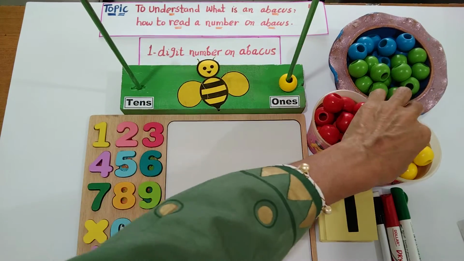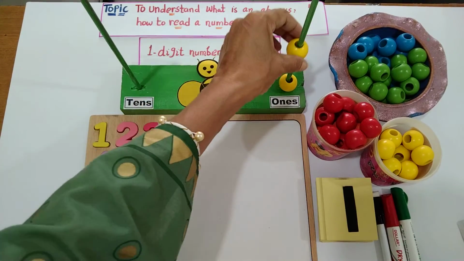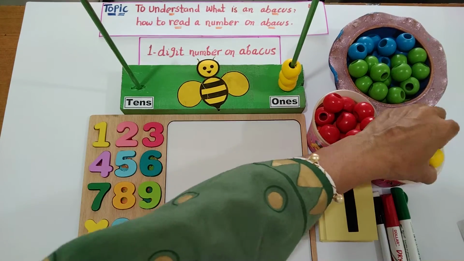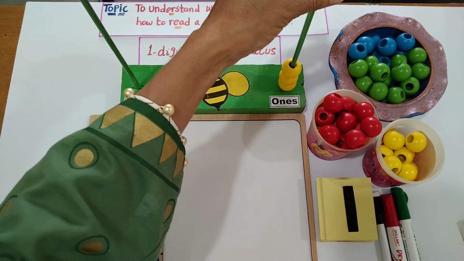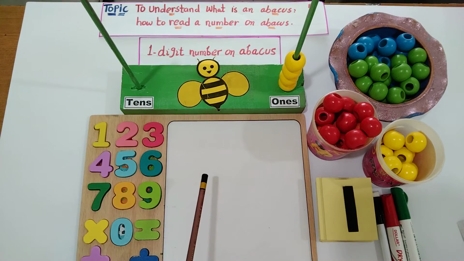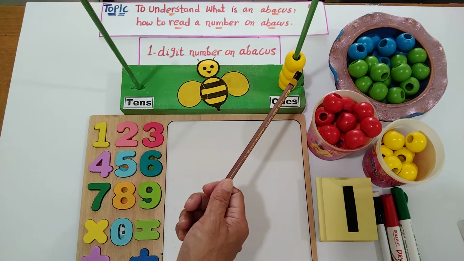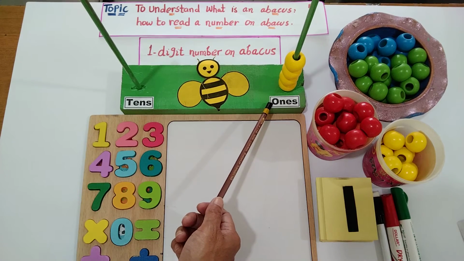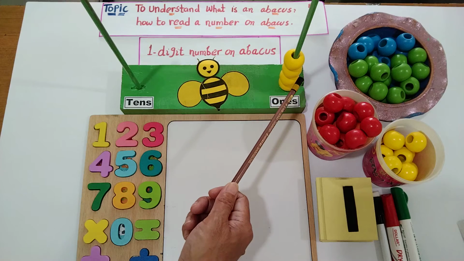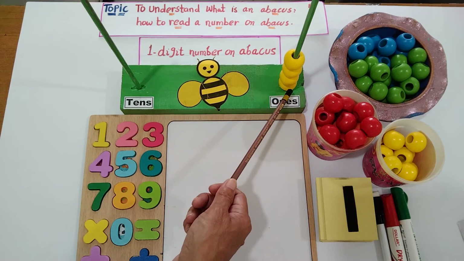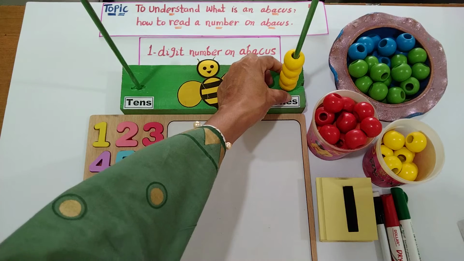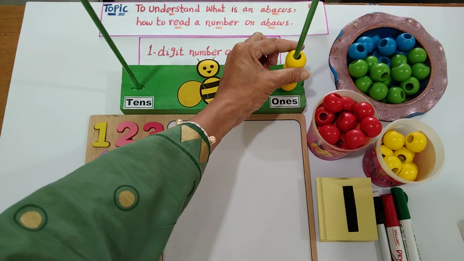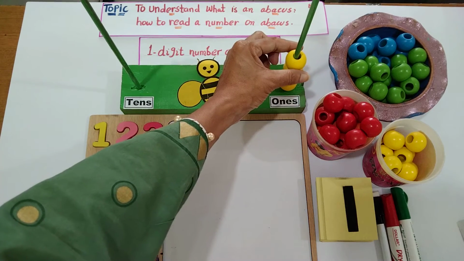So let's start with yellow. 1, 2, 3 and 4. So now can you tell me how many beads on one's place? Can you count? Let's count. 1, 2, 3 and 4. I have 4 beads on one's place.